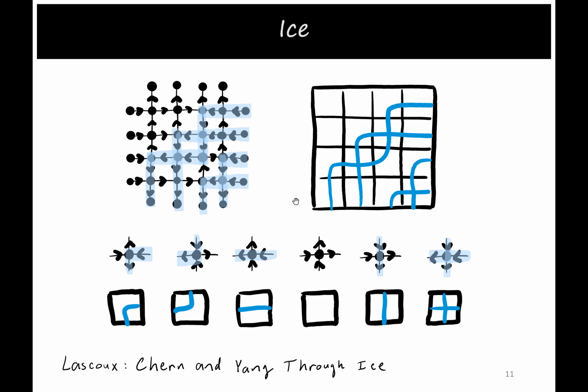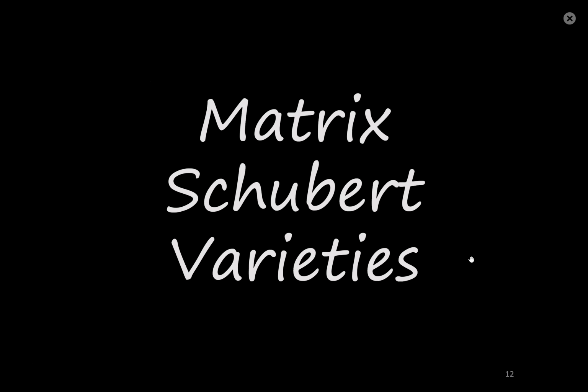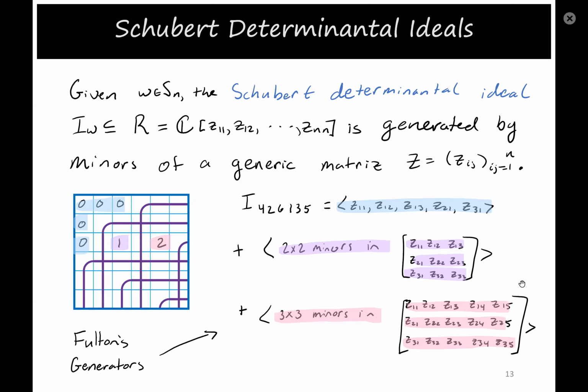Okay, so now we're going to move to a geometric perspective from which we will hopefully extract some of this combinatorics of Schubert polynomials. So we need to start by getting some understanding of these things called matrix Schubert varieties. Let's start with Schubert determinantal ideals. I'm not going to give a proper definition because I don't have time, but they are a generalization of determinantal ideals. They're generated by a bunch of minors of a generic matrix of different sizes that are prescribed by the permutation.